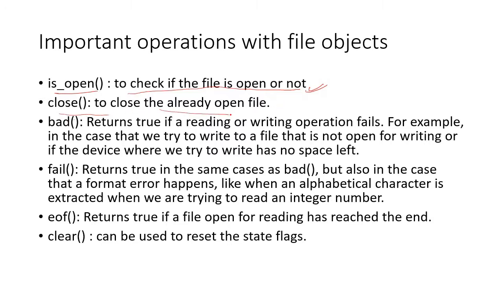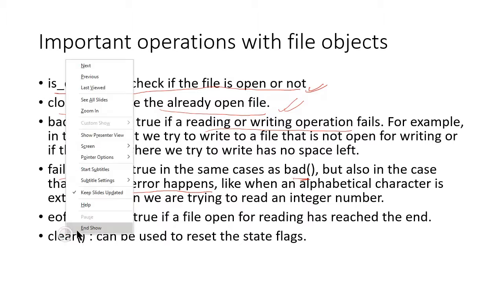Similarly, close is to close the already open file, because once you open the file, it will be under an exclusive lock, right? Specifically if you are writing to it. So we have to close the file every time we open it, and it's very, very important. Apart from this, if we are not able to read or write, the bad function can be utilized in that particular case. And fail is also an extension of this bad function, which can be used for the format errors which may happen while writing onto or reading from the particular file.